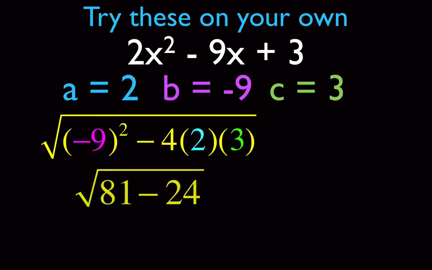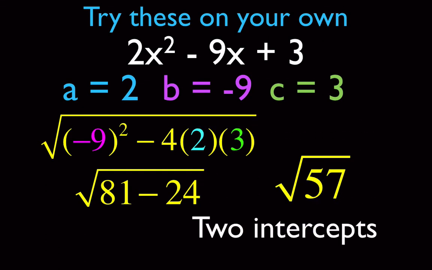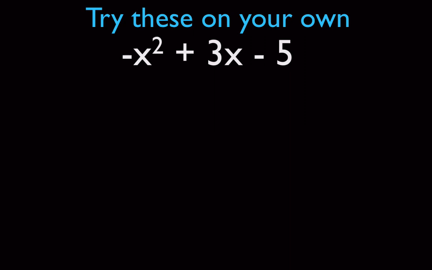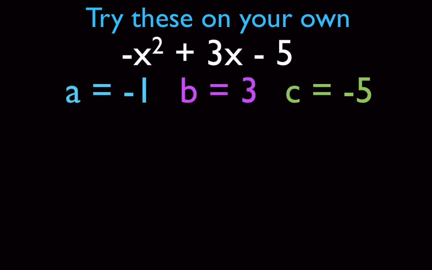Alright, so from there we're going to simplify. 81 minus 24 is, of course, positive. We don't care that it's positive 57. It could be any number. As long as it's positive, that means there are 2 x-intercepts. Right? Move on to the next example. A is -1, B is 3, C is -5. Go ahead and give that problem a try.